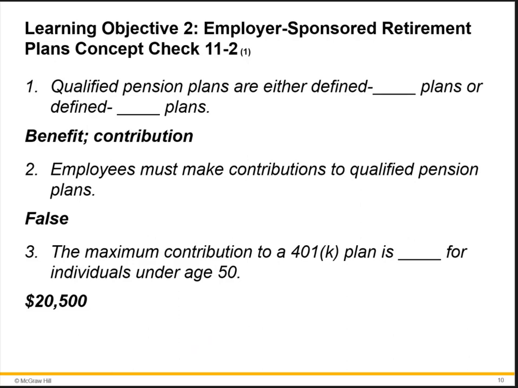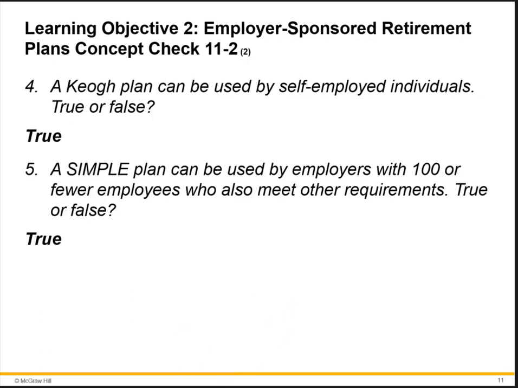So some quick questions. Qualified pensions are either defined benefit or defined contribution. Defined benefit, far less common. Most plans are defined contributions. Okay, employees must make contributions? No, sometimes they don't, and in fact they can't, like in a simplified employee pension. A maximum contribution 401k, okay, for individuals. This is what the individuals can put in, okay, $20,500 under 50. It's more if you're over 50.